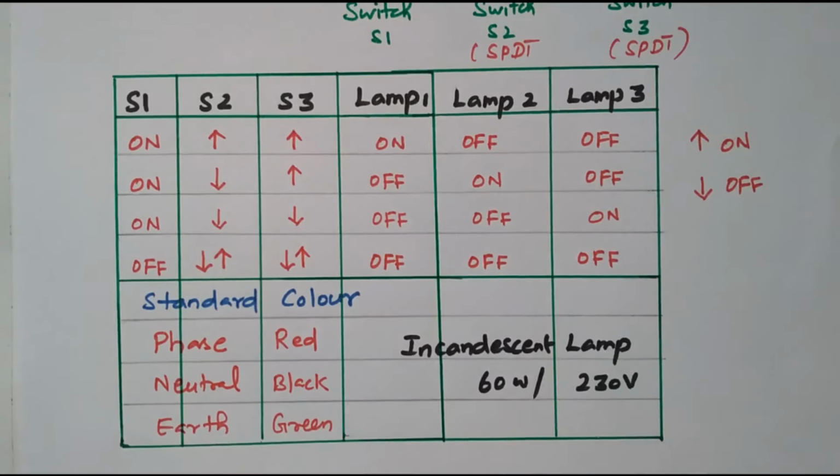So we need to follow the standard colors. For phase, we need to use the red color cable. For neutral, we need to use the black color cable. For earth, we need to use the green color cable. The incandescent lamp we are using is 60 watts, 230 volt supply rating. So if you decide the rating, then only we can go for other requirements.